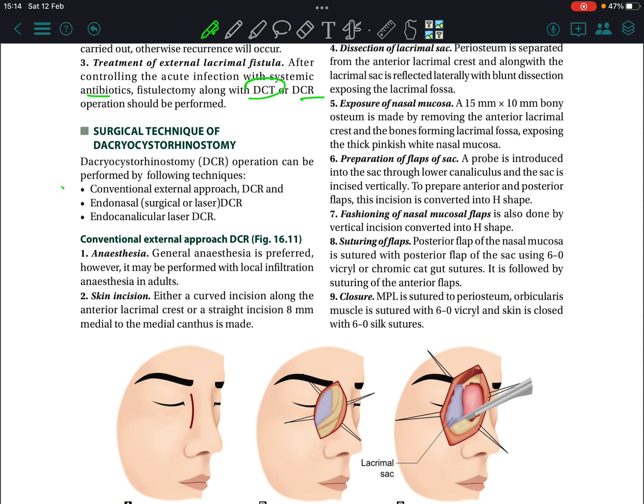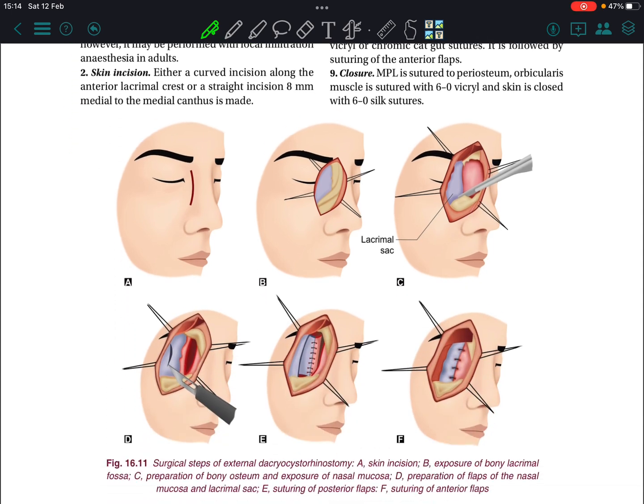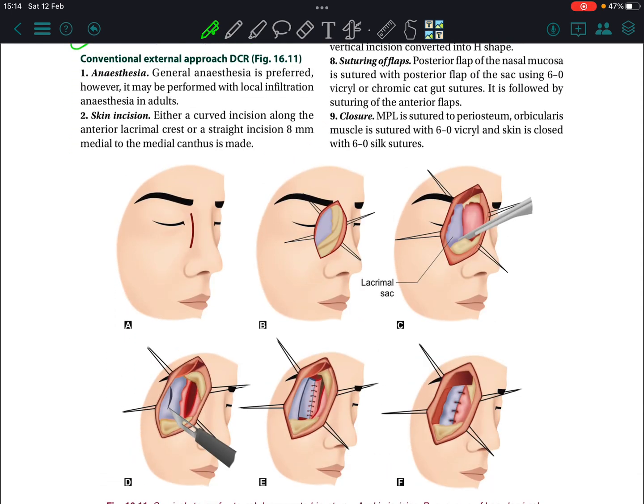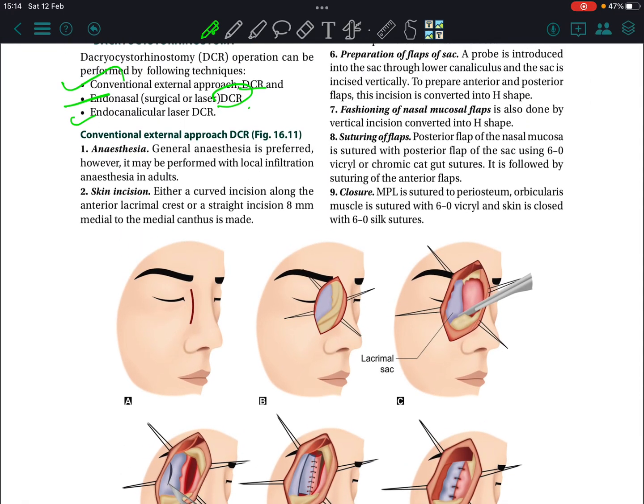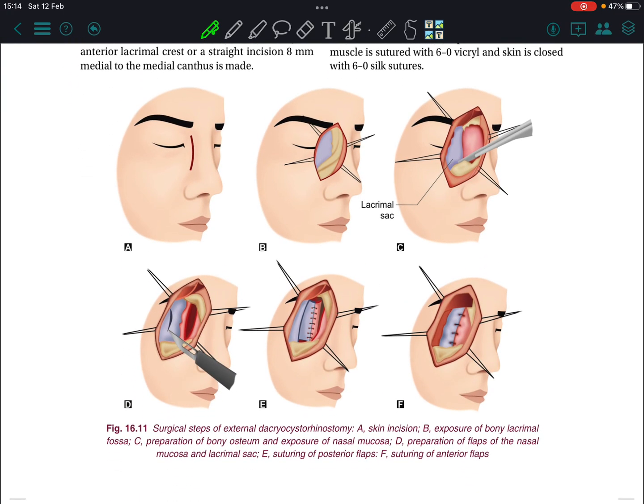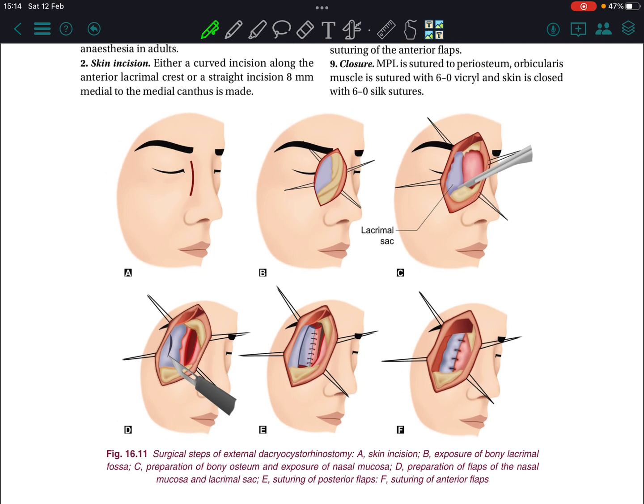Surgical techniques: conventional external approach DCR, intranasal approach, and endocanalicular laser. Conventional external approach DCR: first anesthesia is given, then skin incision, either a curved incision along the anterior lacrimal crest, or a straight incision 8 mm medial to the medial canthus is made.